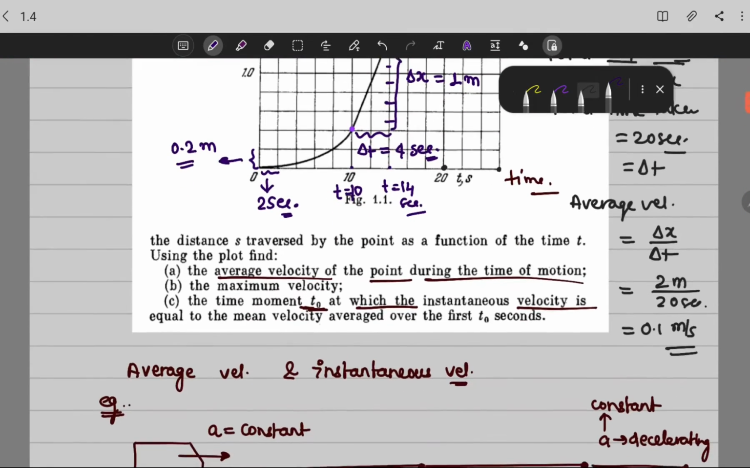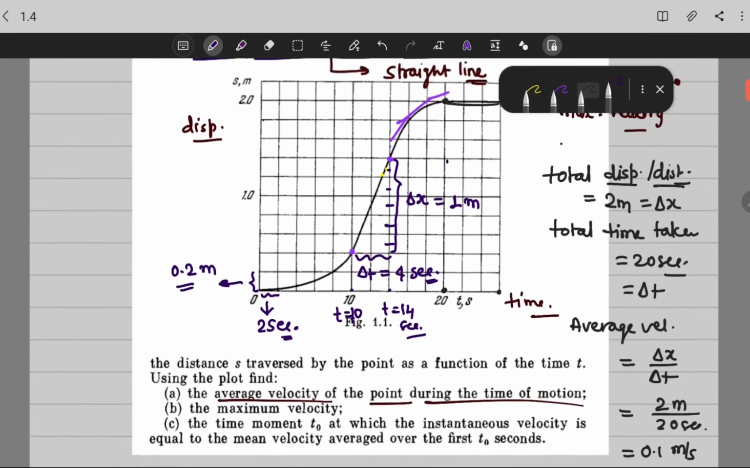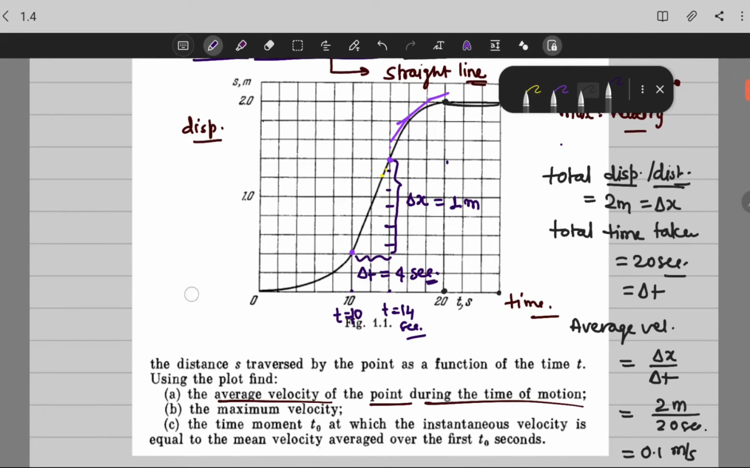Now coming to the third problem, it is asking what is the time moment t naught at which the instantaneous velocity is equal to the mean velocity. I'll first explain what the question is asking. Let us wipe off these things.